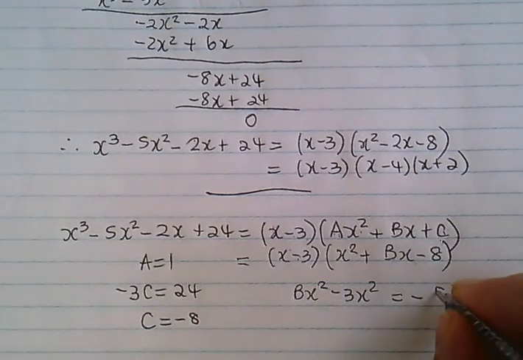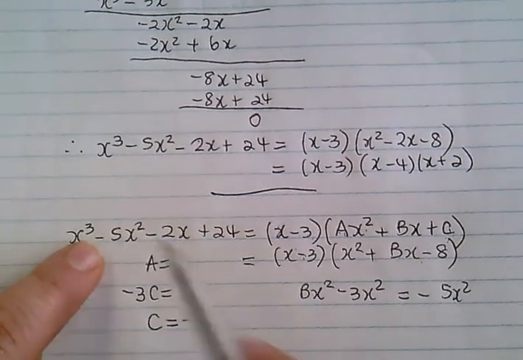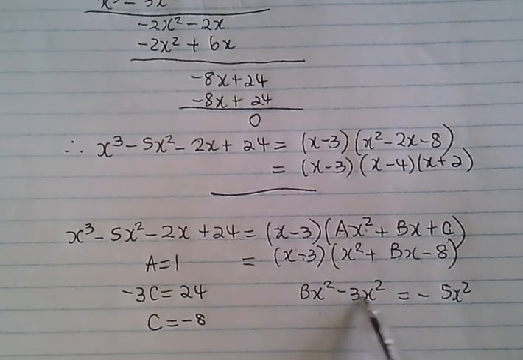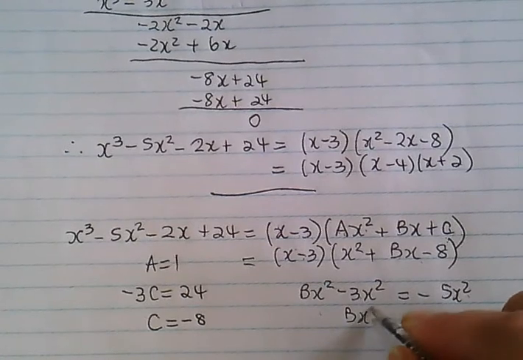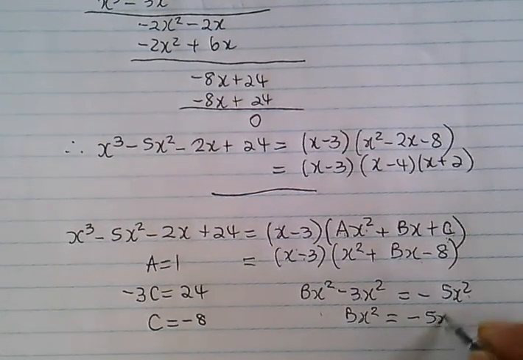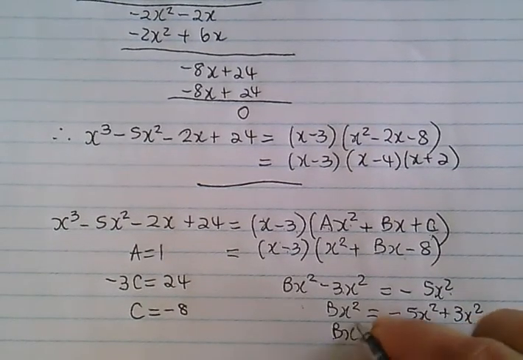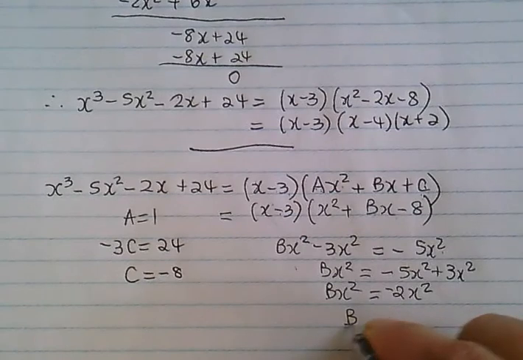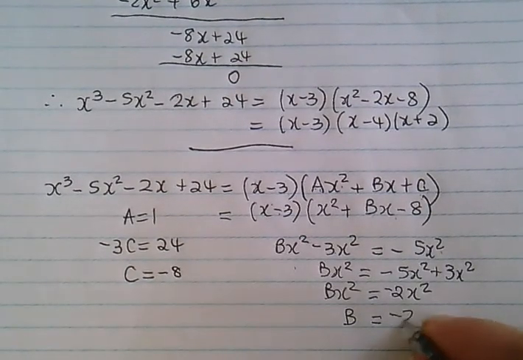Doesn't that equal negative 5x squared if I see what my x squared term is? Can you see what b is then? What's b? How do I get that equal to that? Isn't bx squared equal to negative 5x squared plus 3x squared? In other words, bx squared is negative 2x squared. Can you see what b is? What's b equal to? Negative 2.